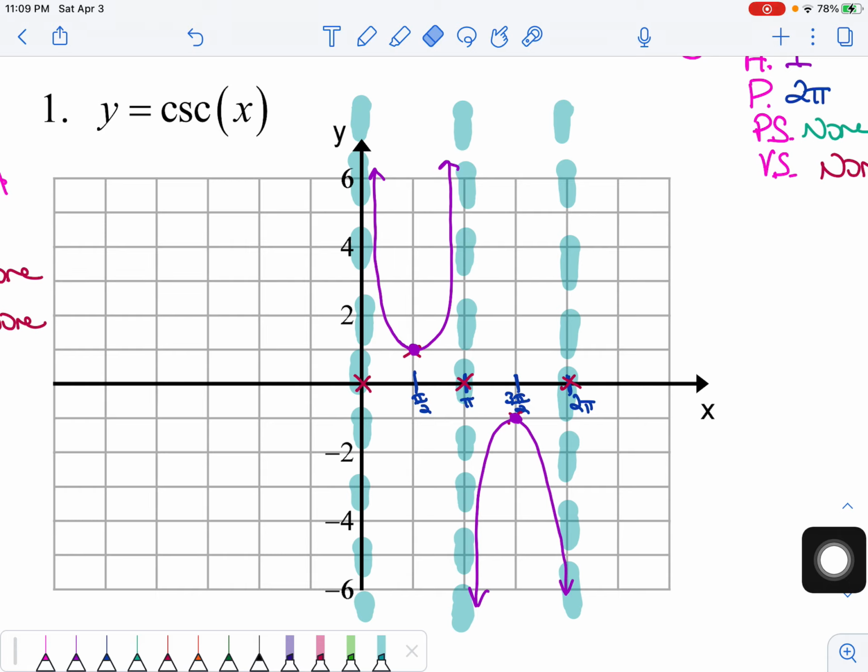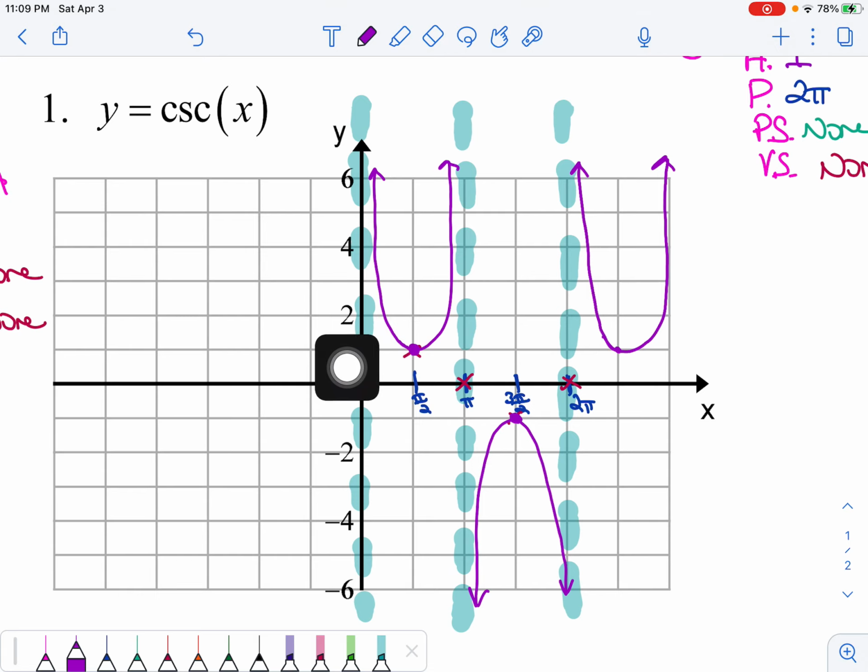Now, this is just one period. Obviously, we could continue. So over here, I'd, whoops, let me actually write with a pen here. So I'd be up at 1, curve to infinity, curve to infinity.